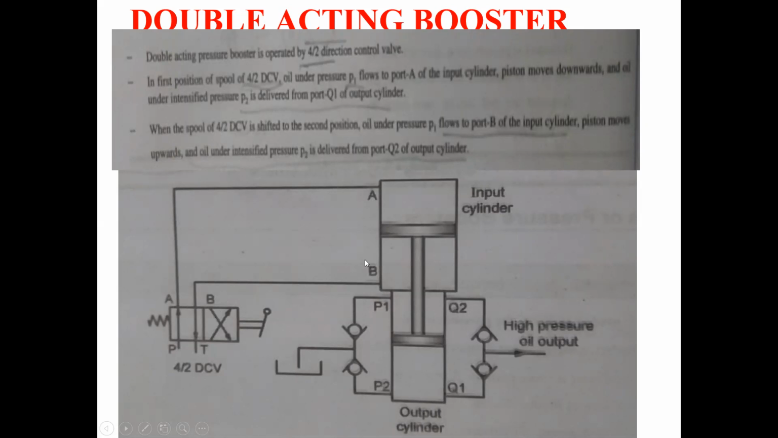from the pump is inserted in this input cylinder through port B. Here we can read that oil under pressure P1 flows through port B of the input cylinder and this piston moves upward, and at that time the oil under intensified pressure P2 is delivered from Q2. At that time the oil present in that upward region gets compressed and this oil is delivered through this port Q2 here.